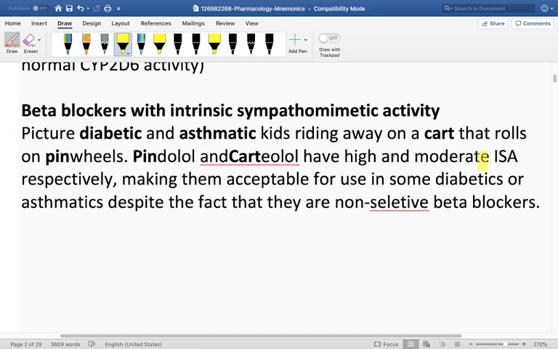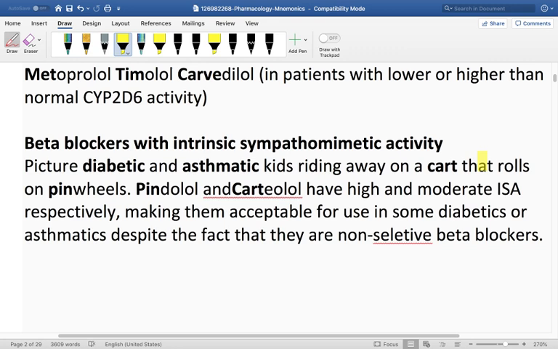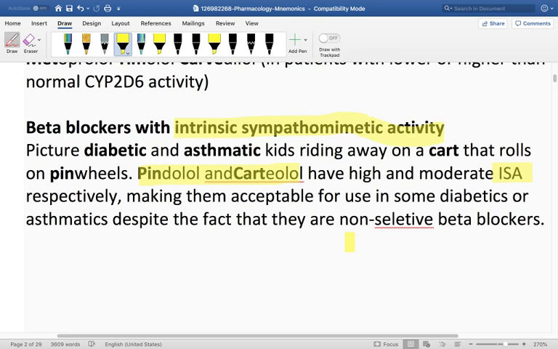Now, what are the beta blockers with intrinsic sympathomimetic activity? You need to remember what are those. Pindolol and carteolol are the ones which have a very high intrinsic sympathomimetic activity. Pindolol and carteolol are made acceptable for use in some diabetics or asthmatics, even though they are non-selective beta blockers, primarily because of their intrinsic sympathomimetic activity. That's the point you need to remember.